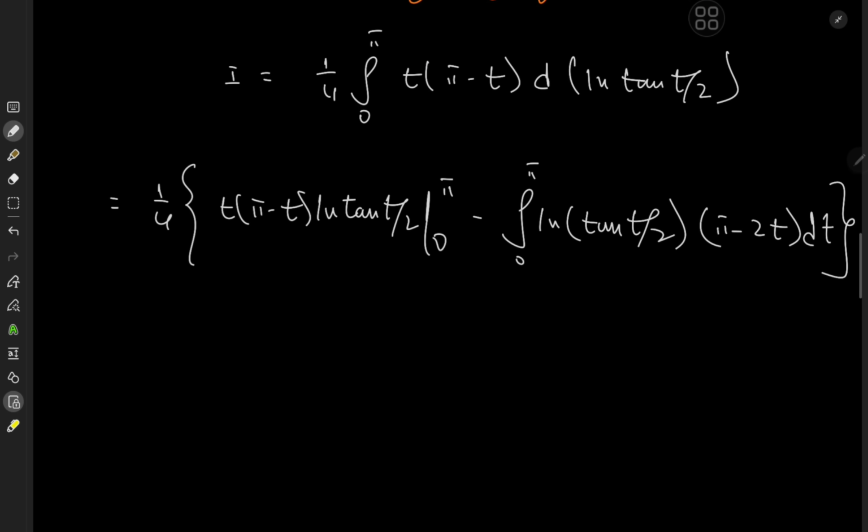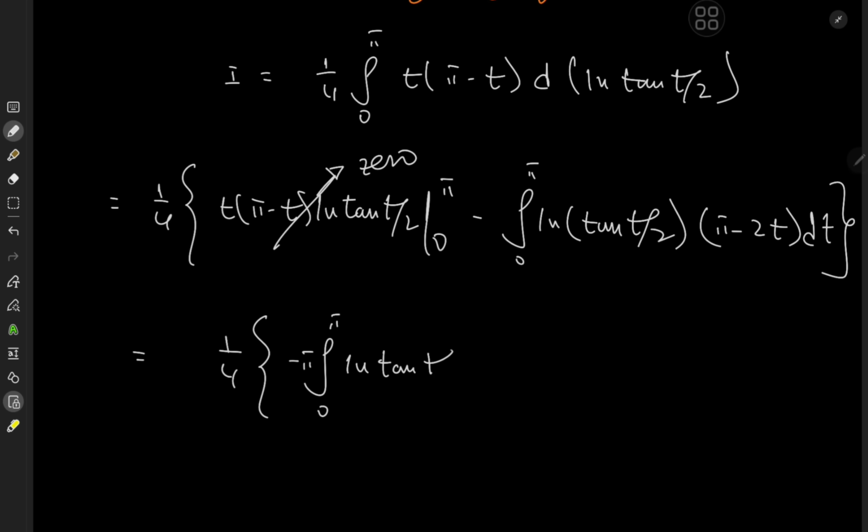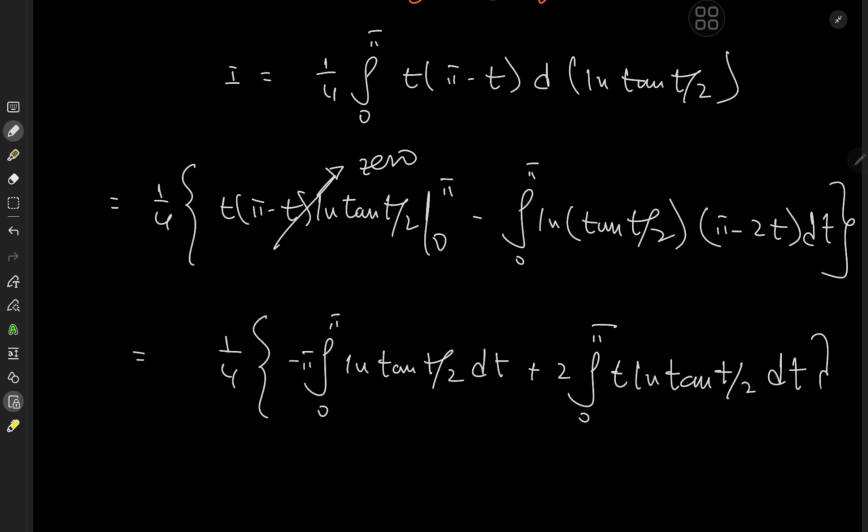Okay, cool. It's very easy to verify that this thing collapses to 0 in both limits, and we're left with negative 1/4 of a couple of integrals. In fact, using the linearity of the integration operator, we have 1/4 outside, and we're left with pi times the integral from 0 to pi of log tangent t over 2 dt minus, rather, two negatives canceling out, 2 times the integral from 0 to pi of t times log tangent t over 2 dt.